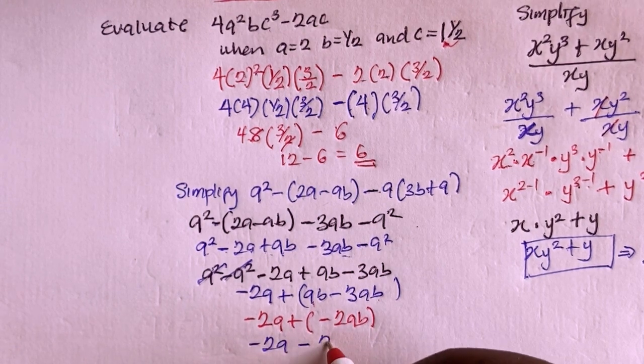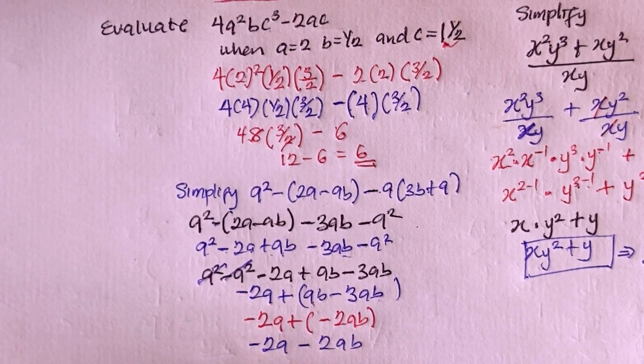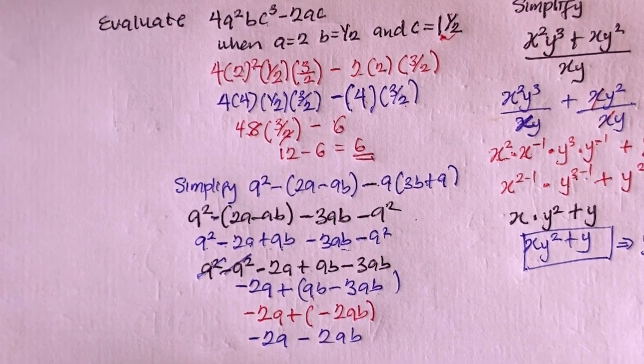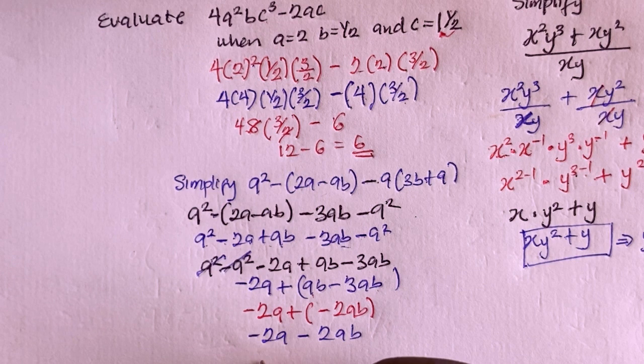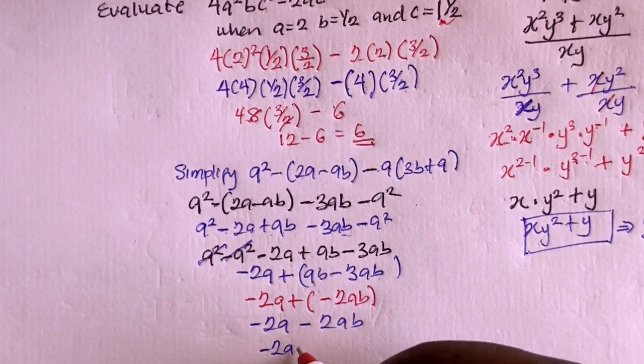Then minus 2ab. So what is the common factor here? The common factor here is minus 2a. So I go ahead and factorize minus 2a. I'm going to have minus 2a into bracket.